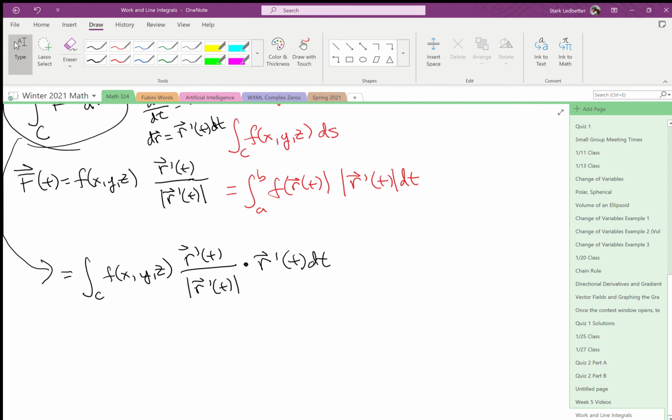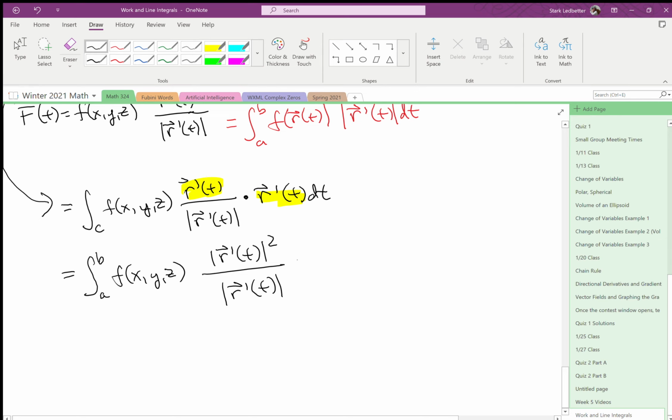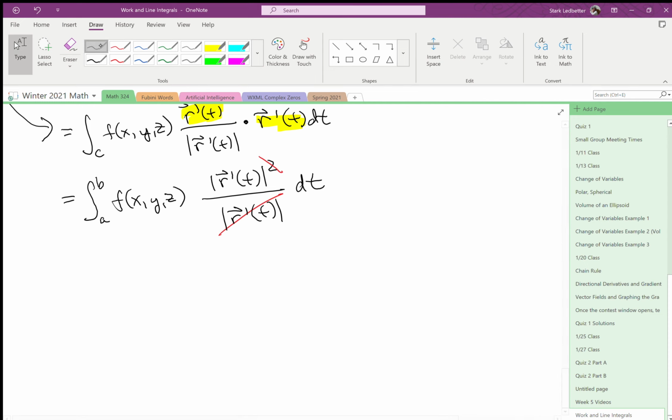And now we're really seeing the dot product, meant to highlight, not cross out, the dot product of this r prime vector with itself. If you dot a vector with itself, it's just the magnitude squared, because the cosine theta is 1. So we're integrating over c, or we can write a to b now that we have a dt here, F of x, y, z, and then this is the magnitude of r prime of t squared. That's the dot product with itself. And then we still have one of the magnitudes down here, dt. So the one down here will cancel with one of these, and we're left with the exact same formula as the other one.